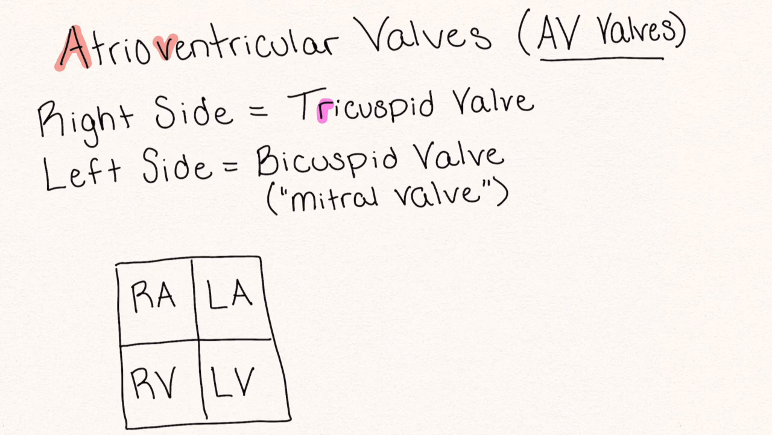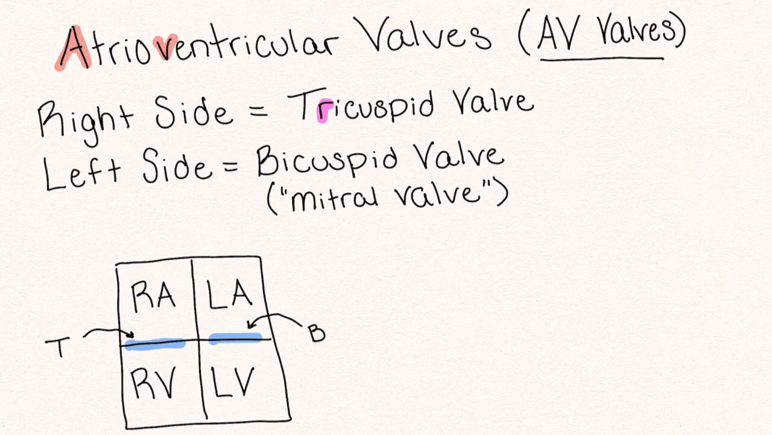So because of the name atrioventricular, we know that the valves that we're going to be talking about have to occur between the atrium and the ventricles. And we know that we have one on the right side and one on the left side. So now I'm going to highlight the locations of these valves for you. The tricuspid valve is found here between the right atrium and the right ventricle. The bicuspid valve is right here between the left atrium and left ventricle.